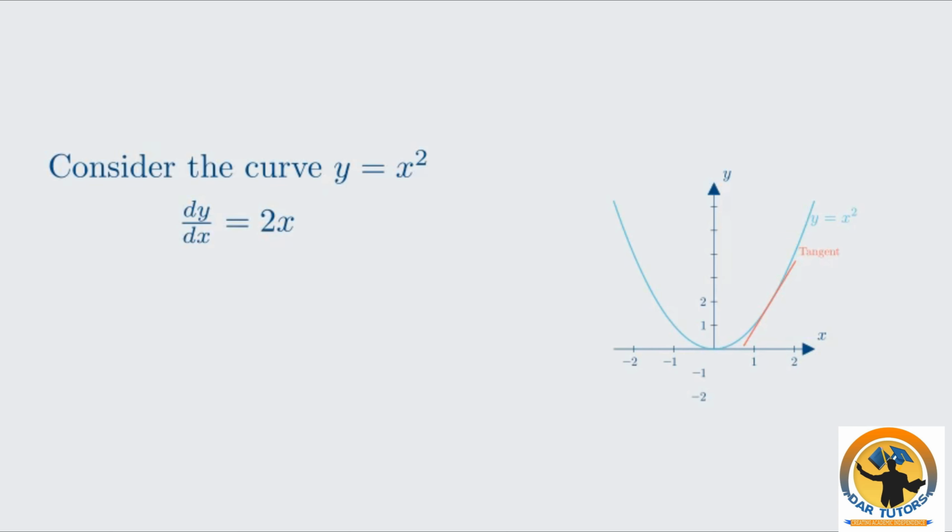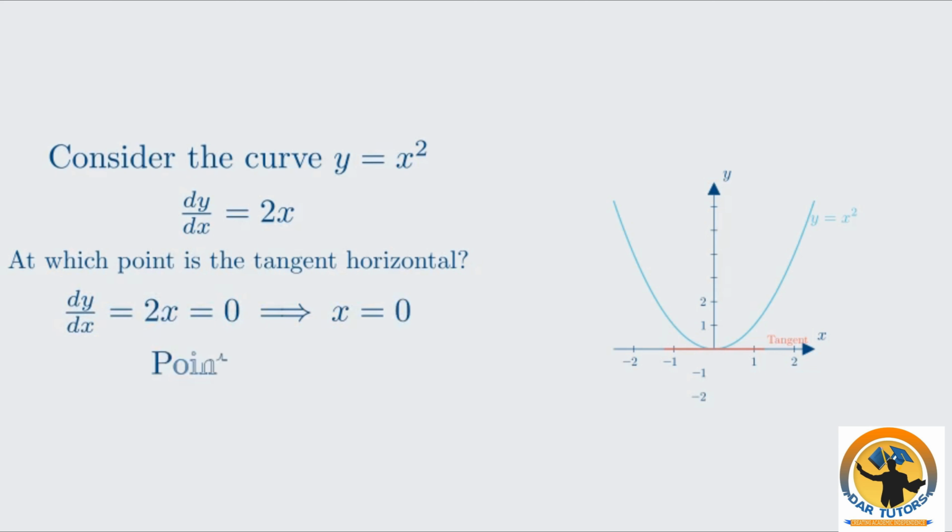Now, let's think about a key feature of this curve. At what point is the tangent to the curve horizontal? A horizontal tangent has a gradient of 0, so we need to find the x value where the derivative, 2x, is equal to 0. Setting 2x equal to 0 gives us x equals 0. This corresponds to the vertex of the parabola, which is the point (0, 0). This demonstrates how the derivative function can be used to find important features of a curve.